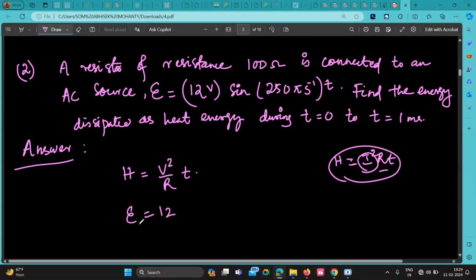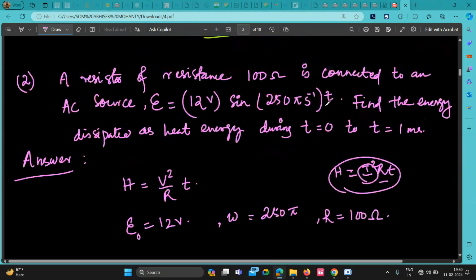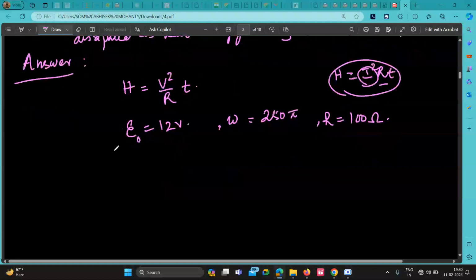Your peak value of EMF is given, E naught is equal to 12 volt, right? Omega is given 250 pi. R is given 100 ohm. So it is V square by RT. That is the formula, but we just cannot put it directly. We have to do some calculations, because this EMF is varying with a sine function, so we cannot just put the values. We have to take the integration.